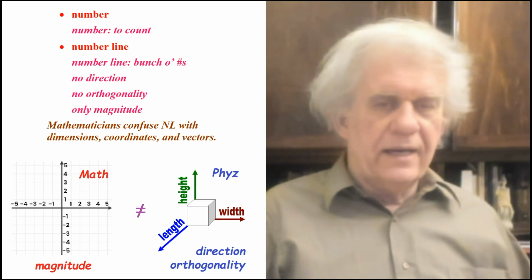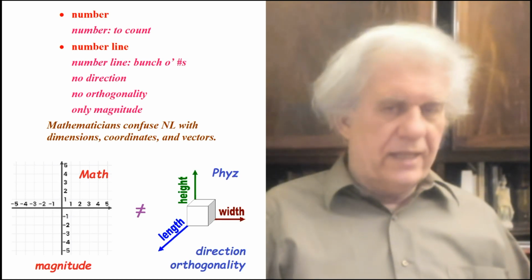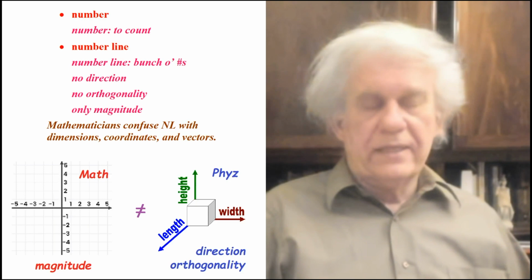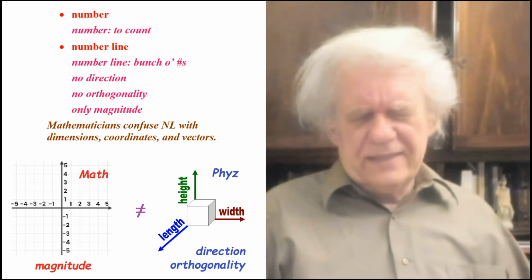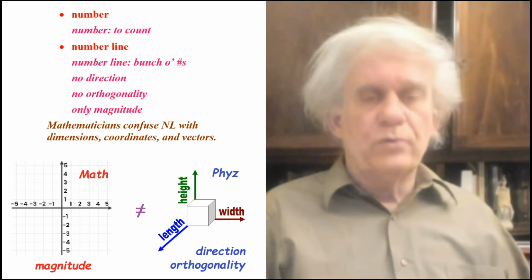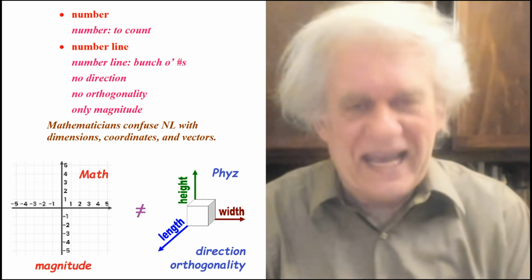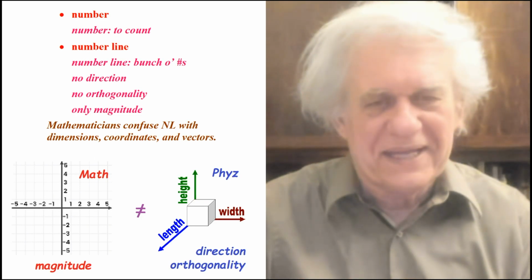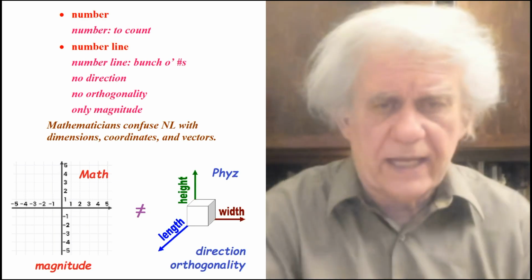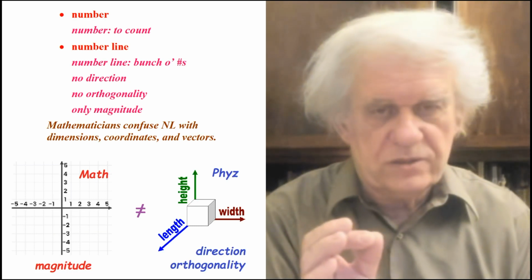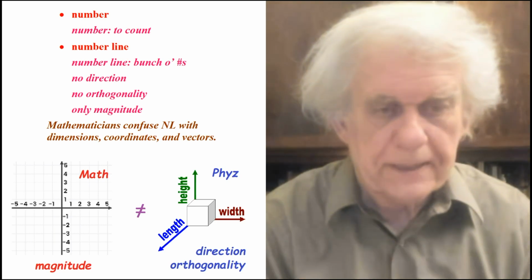Coordinates are longitude, altitude, and latitude. Those are the three. Those are coordinates. But nothing to do with number lines. You don't need to have values for any of those qualitative coordinates.